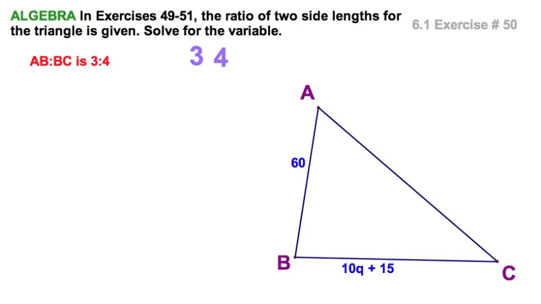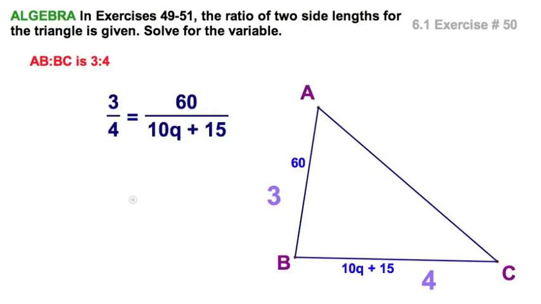So again, AB is to BC as 3 is to 4. So let's write this down as a ratio. Now I'm going to write it this way first. 3 is to 4 as 60 is to 10q plus 15. Now, this is a case where we're going to use the cross product, because I'm going to multiply the extremes, I'm going to multiply the means.